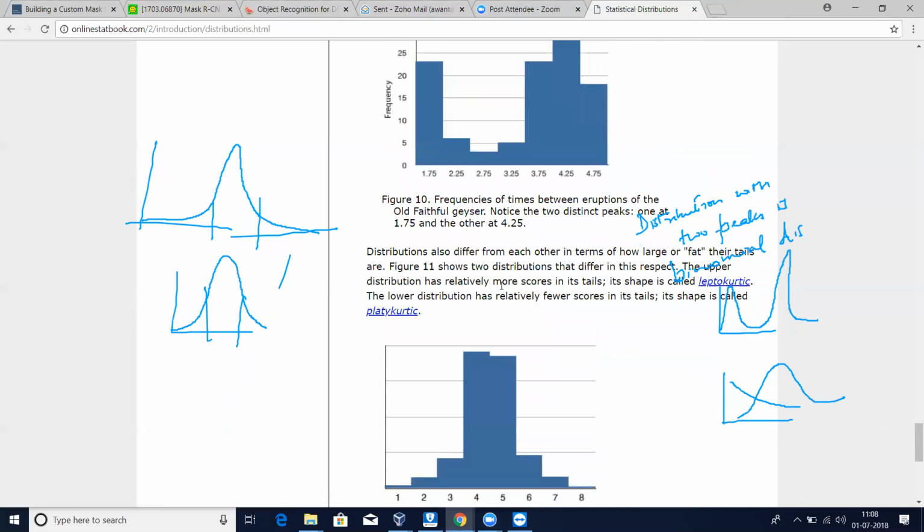The upper distribution has a relatively fatter tail. It is called leptokurtic. Relatively fewer scores in the tails is called platykurtic. We just keep these terms in mind. The tail also matters, and there is a term for that as well. If anybody asks you what is the difference between a graph which has a thinner tail like this and a graph which has a thicker tail like this, what is the difference between the data?